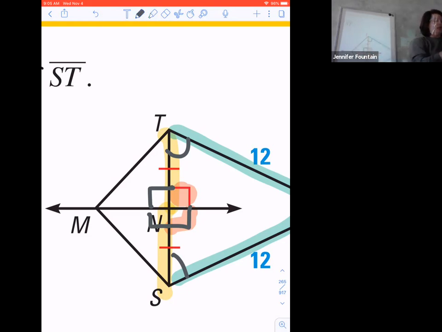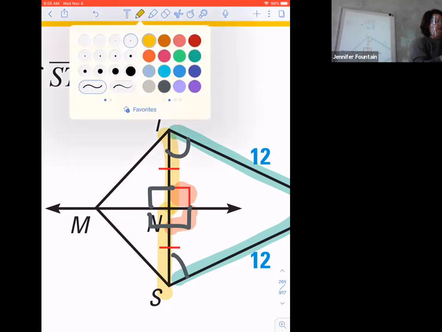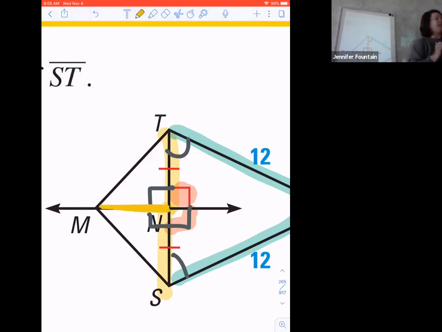So I can see there that this line there, because of the reflexive property, that MN is equal to MN. Therefore, notice that I have side, angle, side. So by using side, angle, side, I know that these are congruent.